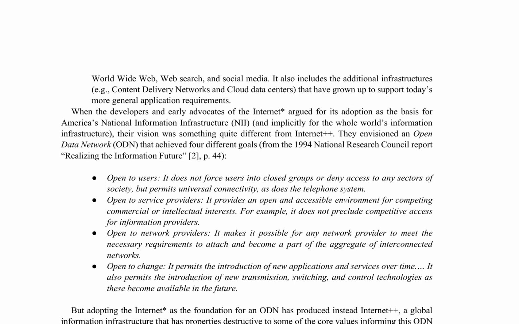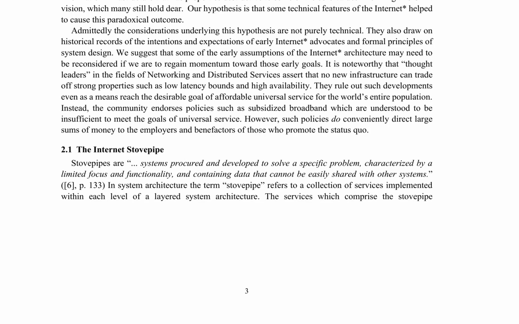The Internet's evolution from an open data network, ODN, to Internet++ has led to a paradoxical outcome, deviating from the original goals. This is attributed to technical features of the Internet architecture. The concept of stovepipes, systems with limited focus and functionality, is discussed. Stovepipes are characterized by restricted data sharing with other systems, defining vertical information conduits within a layered system.